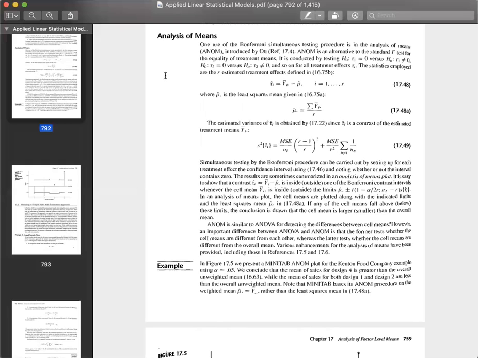ANOME is similar to ANOVA for detecting the differences between cell means. However, an important difference between ANOVA and ANOME is that the former tests whether the cell means are different from each other, whereas the latter tests whether the cell means are different from the overall mean. Various enhancements for the analysis of means have been provided, including those in references 17.5 and 17.6.